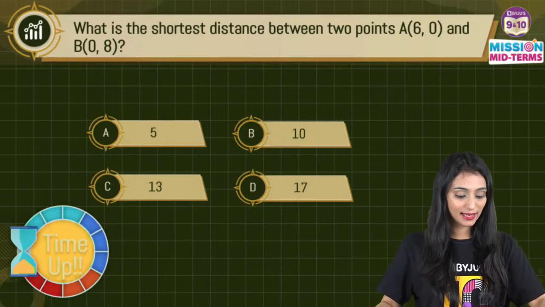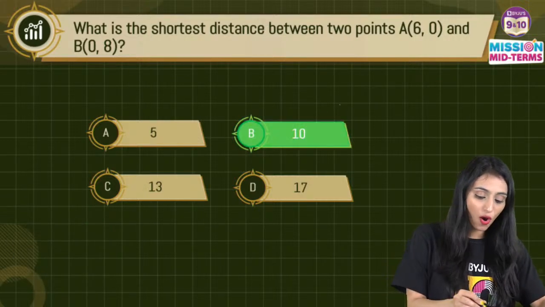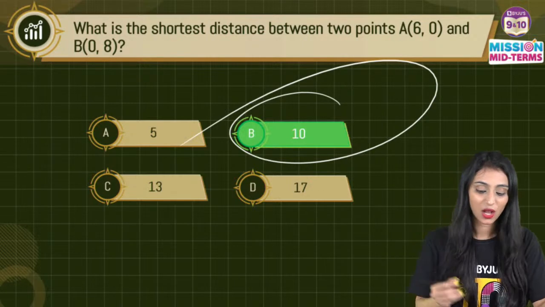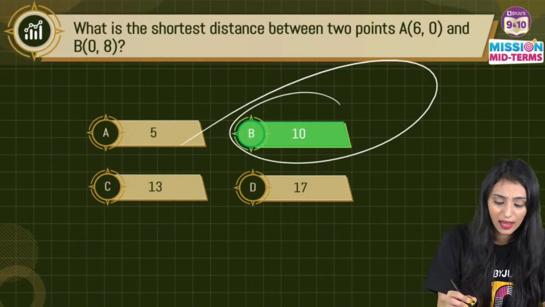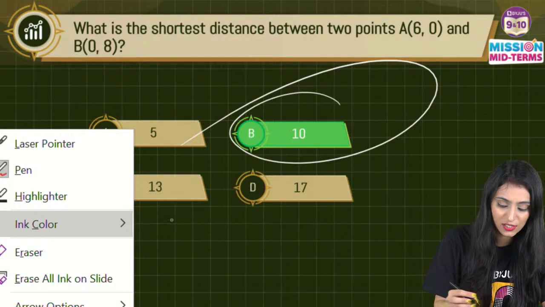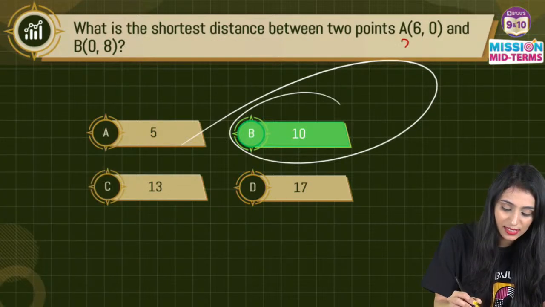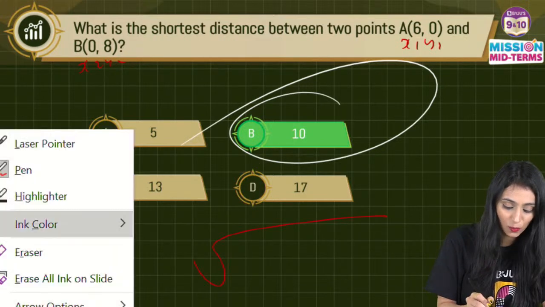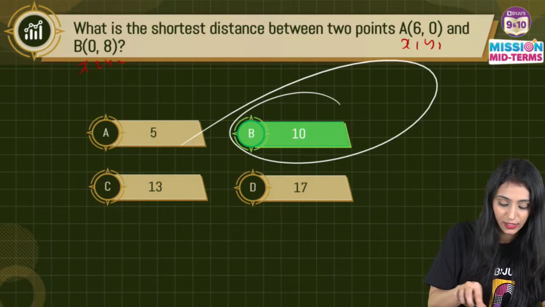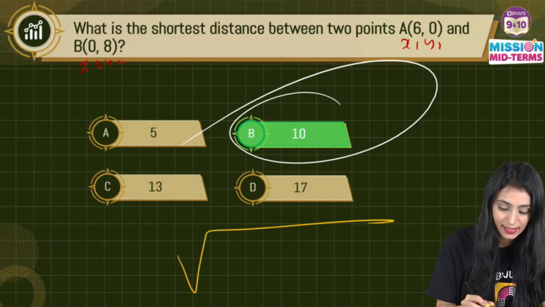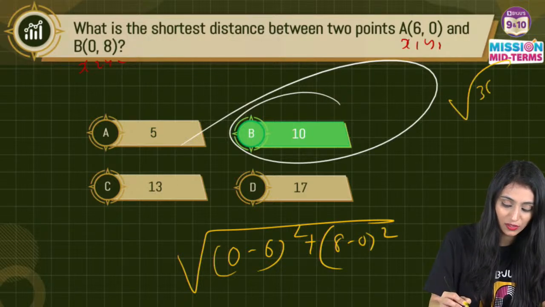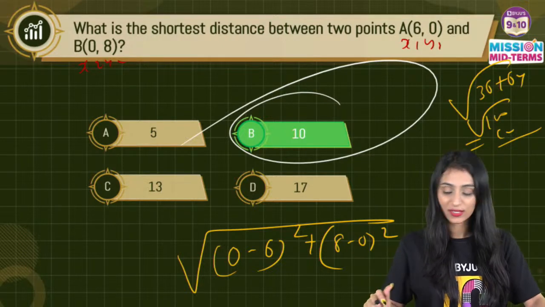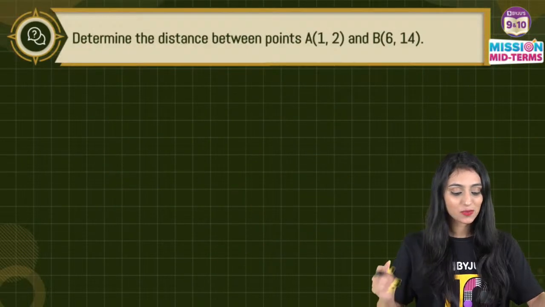Yes, everyone. B, everybody is saying, let's check the answer. Yes, of course, it's 10 units. How 10 units? That is simple. Using the distance formula, let's suppose this is x1, y1 and this is x2, y2. So x2 minus x1 whole square, y2 minus y1 whole square under root. So this is 0 minus 6 whole square, and 8 minus 0 whole square. That's 36 plus 64, square root of 100. That gives you 10 units. Clear? Great. Let's move ahead to the next question.